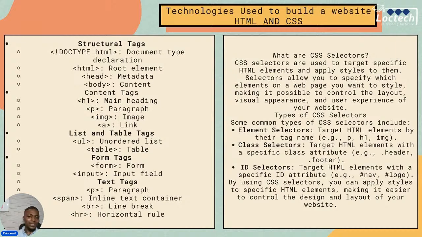So we also have form tags that are used in creating the forms you see on the website, right? Like your sign in, sign out, registration forms, and all of that. Those are created with the form tags, right? Now we also have text tags, right? We've seen the paragraph tag, these are for text. We have the span tag, which we explained. We have the line break tag, and we have the horizontal rule tag.